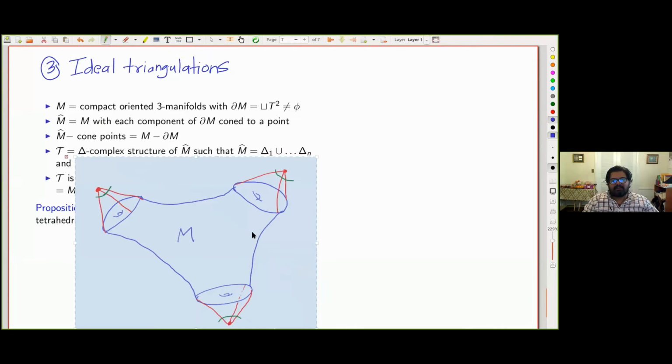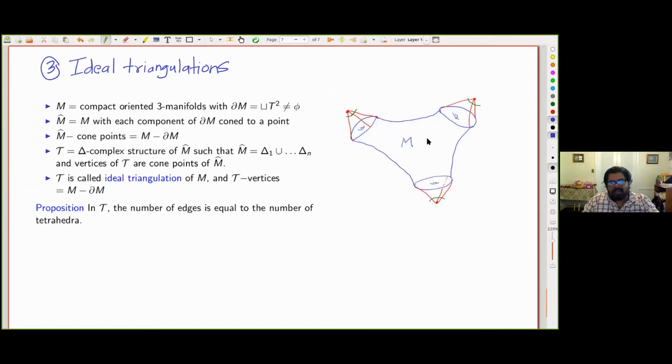So here is your M, and now each torus boundary component is coned off to a point. So these are the cone points. And of course, if you take M minus the cone points, that is exactly equal to the interior of the manifold. I'm making all of these distinctions because we want to look at the hyperbolic structure, which is going to happen on the interior of the manifold M topologically. So that's why I'm being a little careful about this.